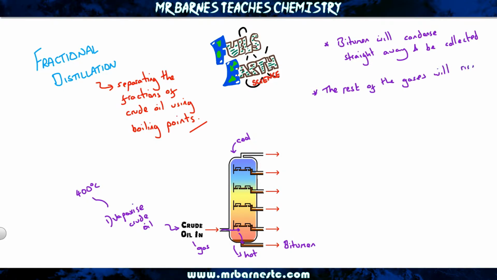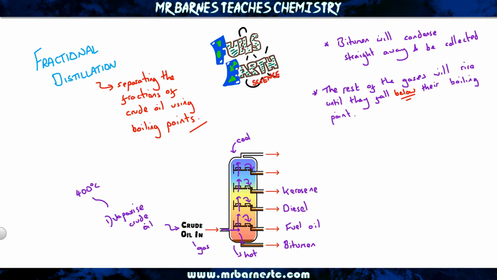So the rest of the gases will rise and they'll go up until they fall below their boiling point. When they fall below their boiling point, they will condense and they will turn back into a liquid and can be collected off. And it goes in the order of fuel oil, diesel, kerosene, petrol, and then our gases remaining at the top. And from that you can work out that your gases have the lowest boiling point because they're gases at room temperature.